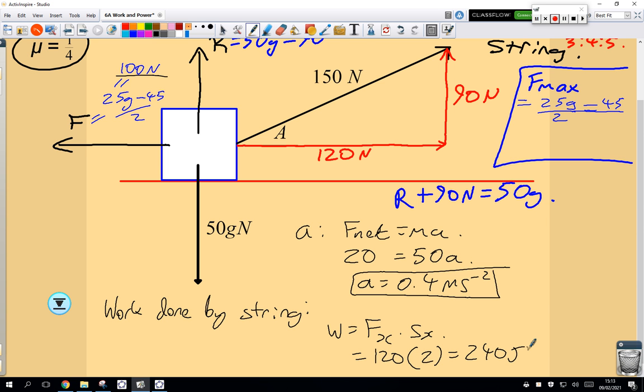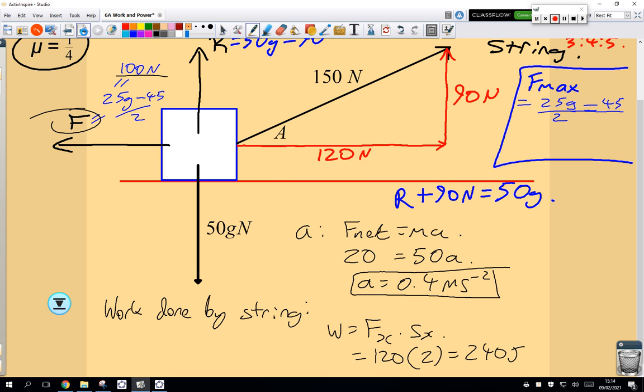Okay. Friction is also doing some work, but that work will be negative because the force and the displacement will be in opposite directions. Okay, it'll be negative 100 times 2, negative 200 joules of work done on the block by friction. Okay, but generally when they're saying find the work done on the block, they're talking about the work done in moving it as opposed to work done in preventing it moving.